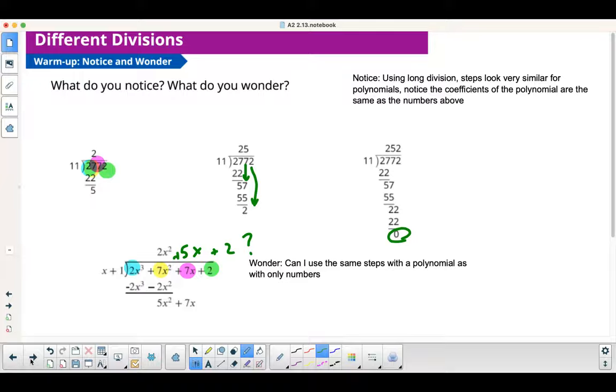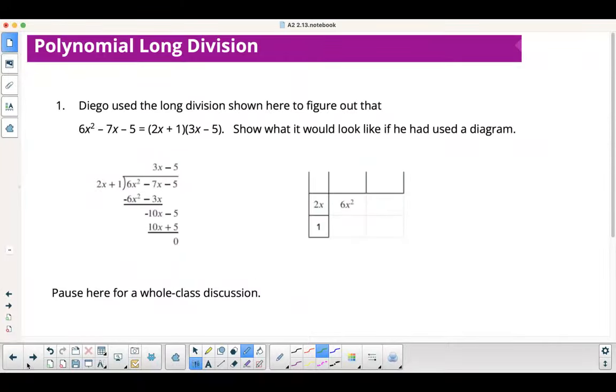Little review of long division. Okay, how many times does 11 go in? Then you multiply, subtract, and then bring down. All right, so let's look here. Diego used long division shown here to figure out that 6x squared minus 7x minus 5 equals 2x plus 1 times 3x minus 5. Show what it looked like if he used a diagram.